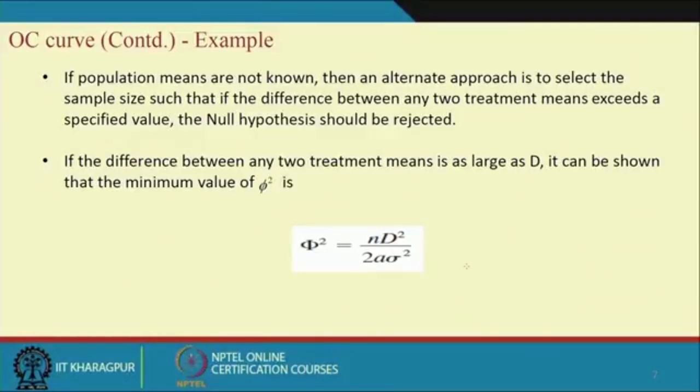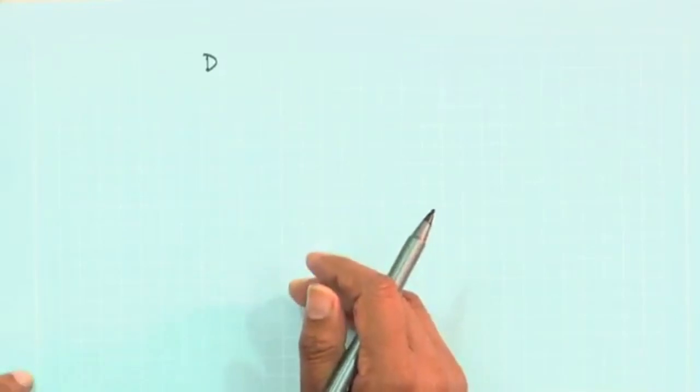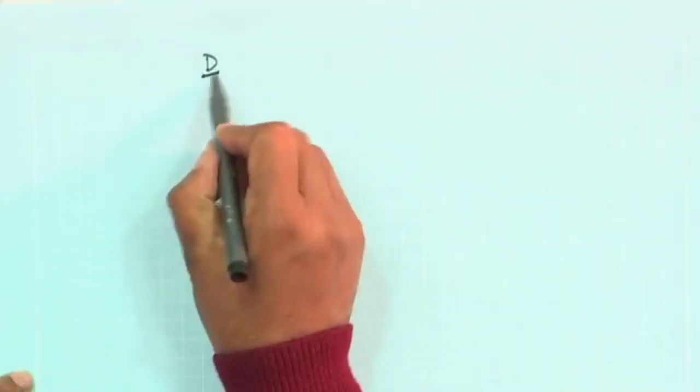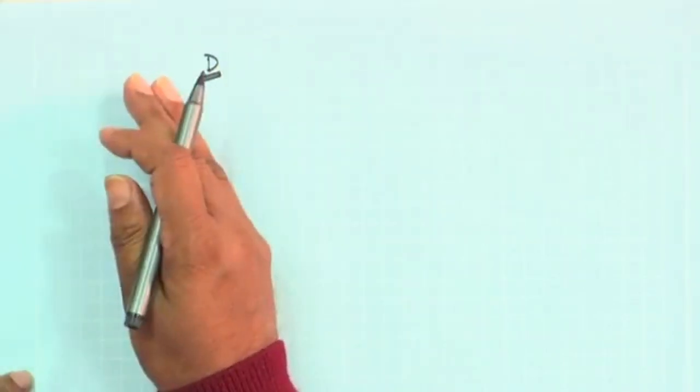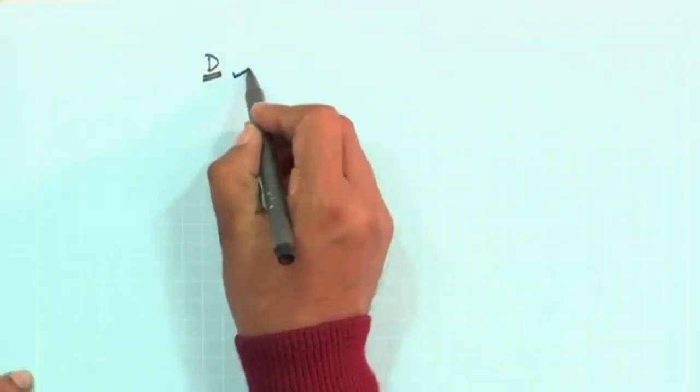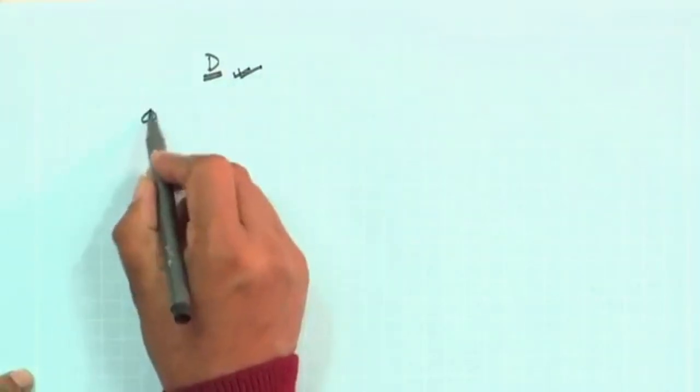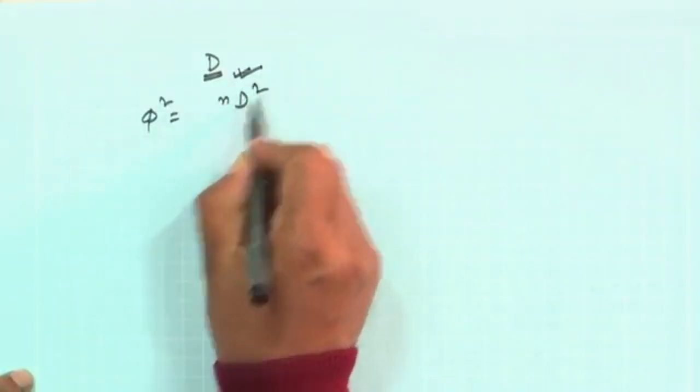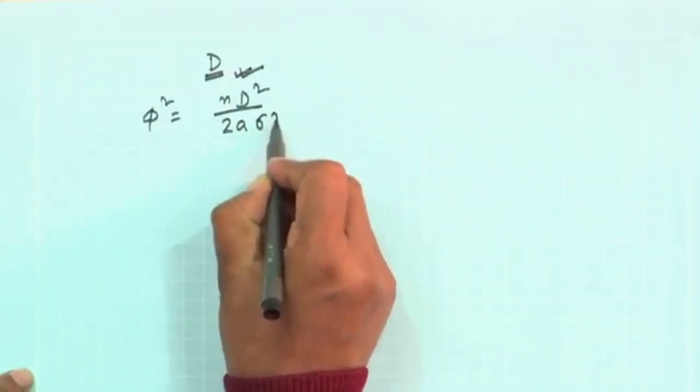For the difference between two population means, a threshold is considered, that is, what should be the allowable difference between any two population means. If we consider that one as d, then the theory says that the difference between any two population means should be d or less, or the difference should be as large as d. Under such a situation, this phi square calculation becomes n d square by 2 a sigma square.